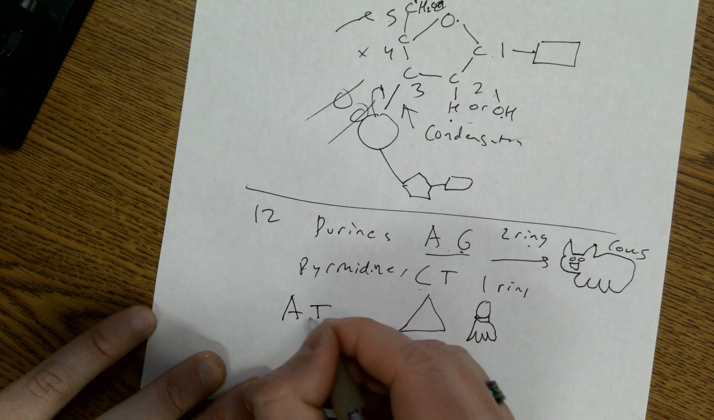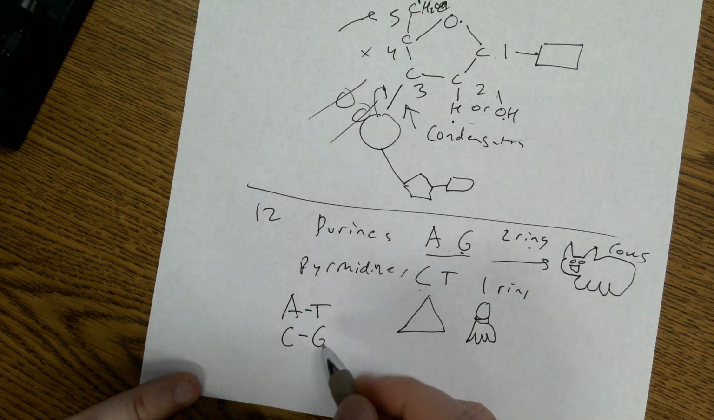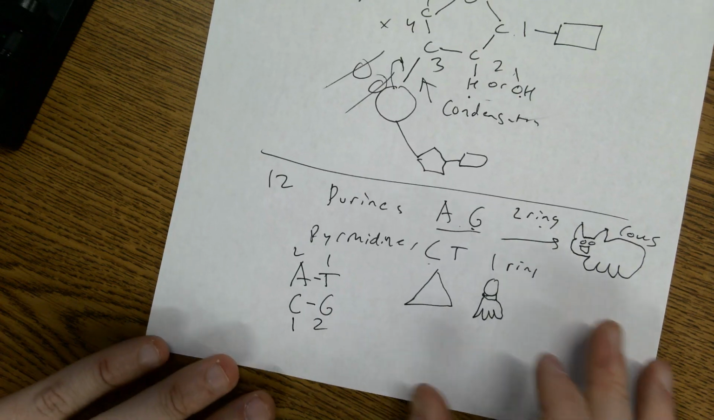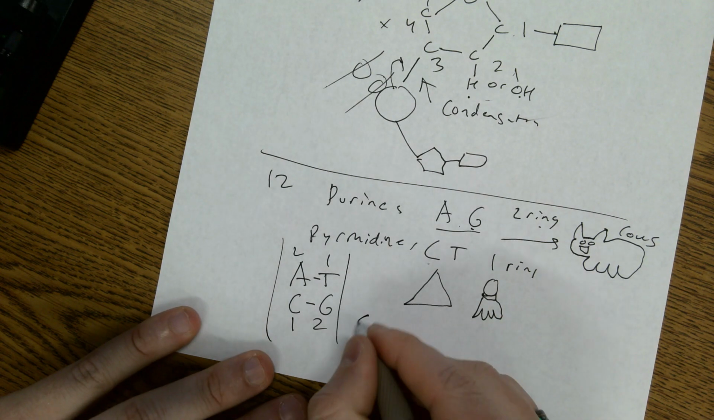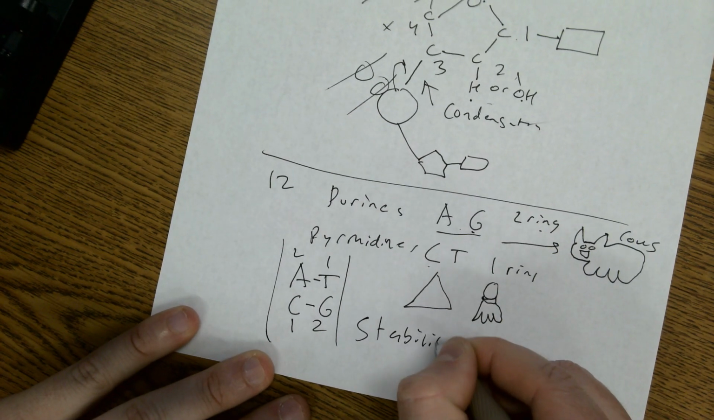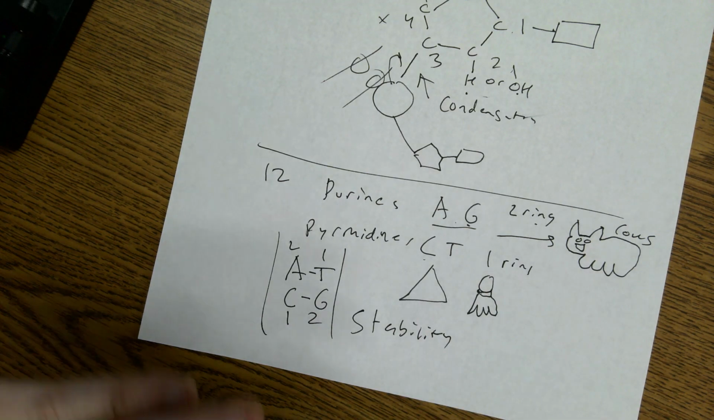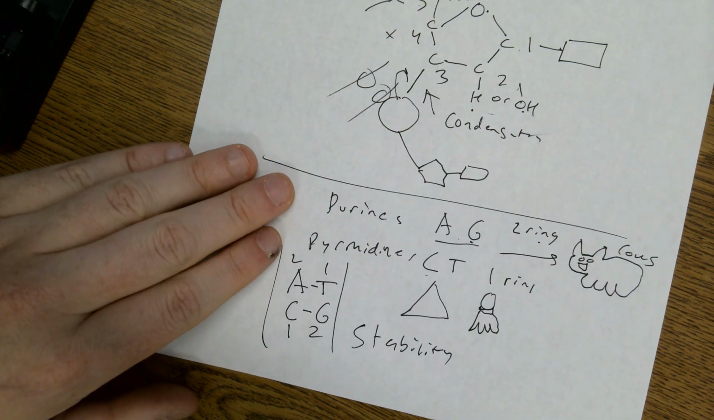This goes like this. A bonds to T, C bonds to G. Because there's 2 rings and 1 ring, 2, 1, 1, 2, they always have the same length. And since they have the same length, that increases the stability of the molecule. So DNA as a double helix is more stable, but the reason it's more stable is because A, T and C, G are the same length, which gives it the same 3D structure, and you don't get any warping or bending of the backbone. So this is increasing the backbone stability.